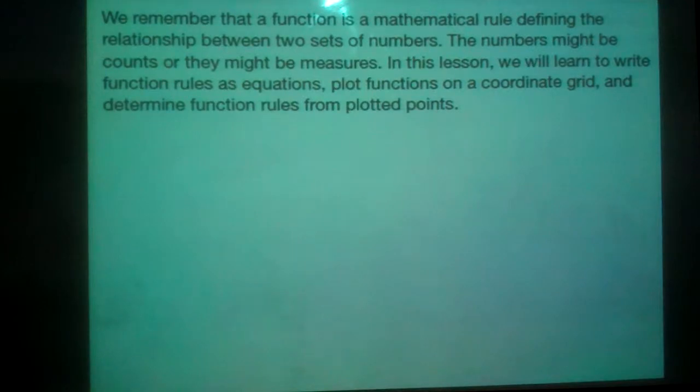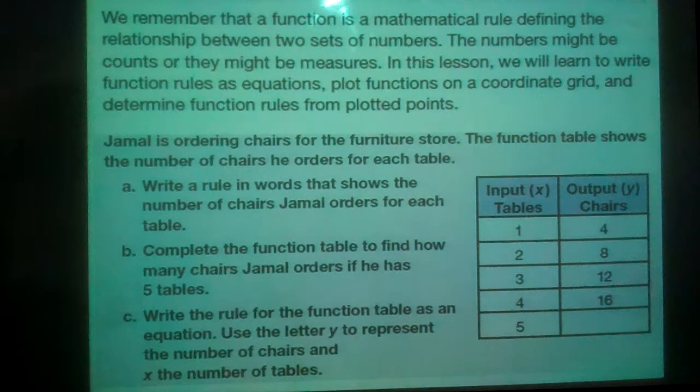So let's remember, because we've talked about functions a little bit, that a function is a mathematical rule defining the relationship between two sets of numbers. Okay? The numbers may be counts, or they might be measures. In this lesson we will write function rules as equations, plot functions on a coordinate grid, and determine function rules from plotted points. Alright, so we'll take a look at some examples like we usually do, and see what they're talking about here.